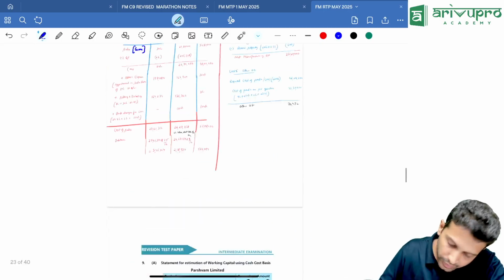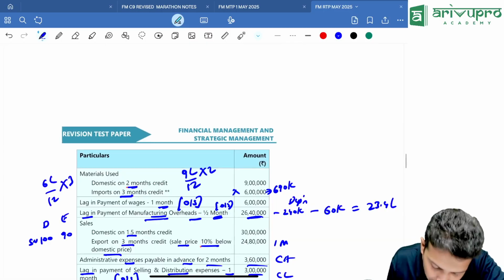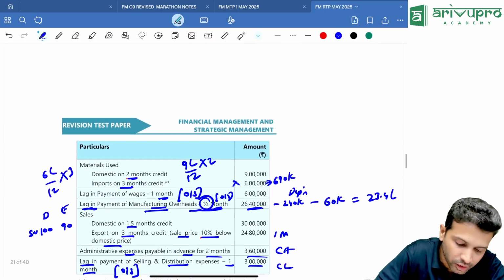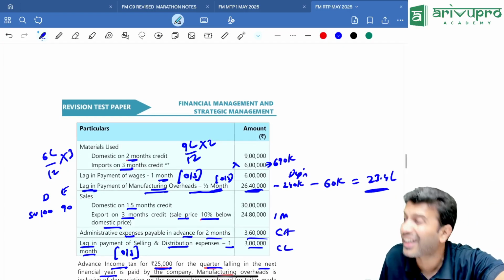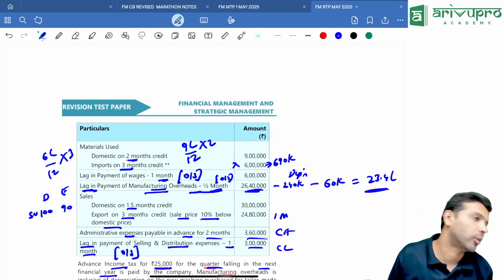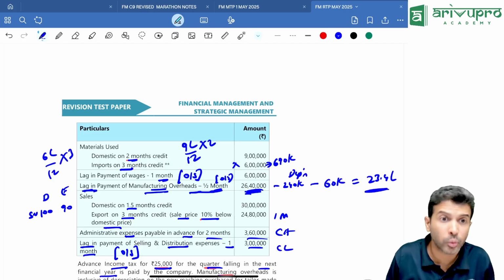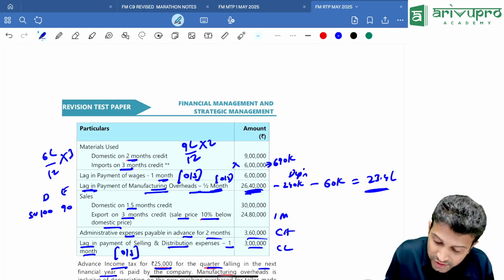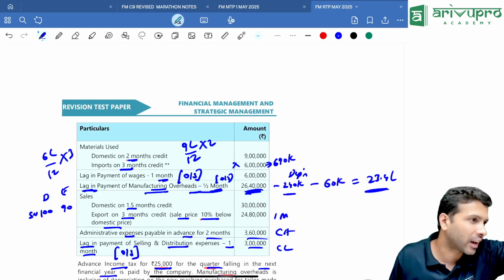Okay. Next, what is the next? Manufacturing overhead. Manufacturing overhead also there is a lag. How much lag? Half a month. But can I take 2640 or 2340? 2340. Okay, now this is actual cost. So we can't take 2640. Sir, this 2640 includes depreciation.